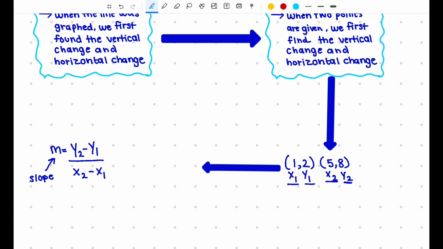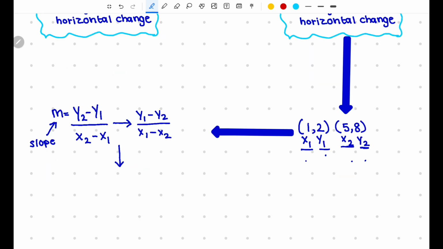Now, sometimes we get a little bit confused, and we say, well, why can't we do y1 minus y2 over x1 minus x2? You can. The formula is just given this way. But the only important part is that you have to be consistent. So that means if you do y1 minus y2, you also have to do x1 minus x2. You can't switch them around. That's why you should label them so you don't get confused.